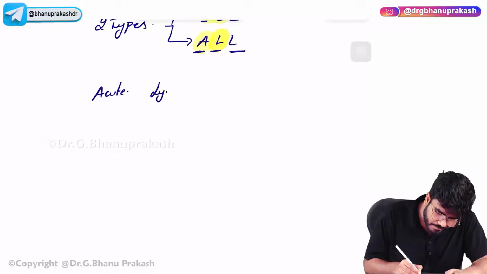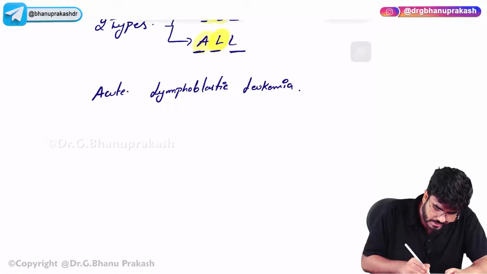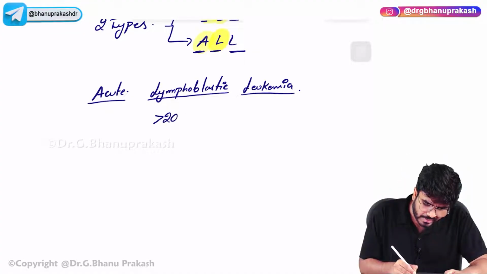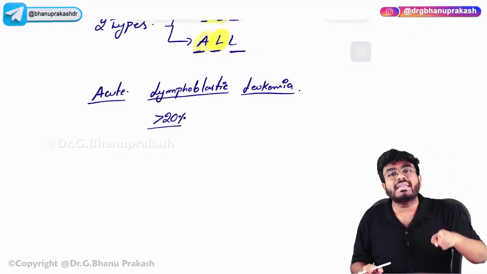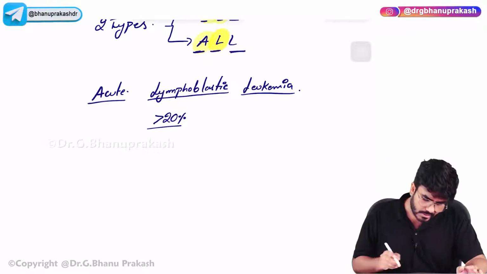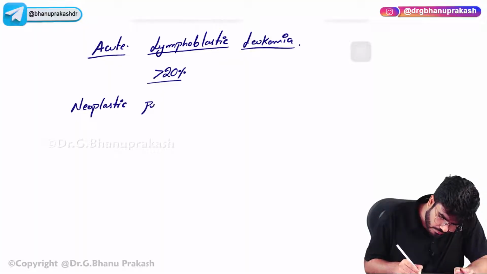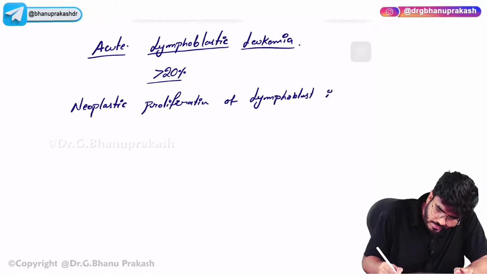Acute lymphoblastic leukemia. Now my question to you: what exactly is acute lymphoblastic leukemia? You should know, acute lymphoblastic leukemia means more than 20% blasts, which blasts? Lymphoblasts in the bone marrow. So let me write here: neoplastic proliferation of lymphoblasts in the bone marrow.